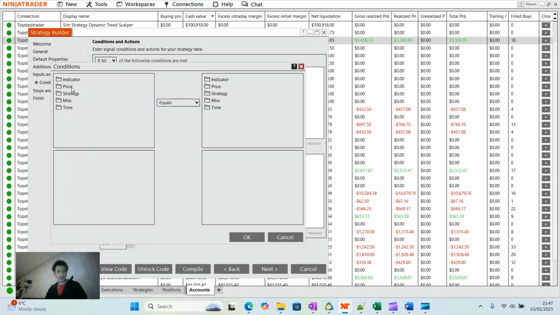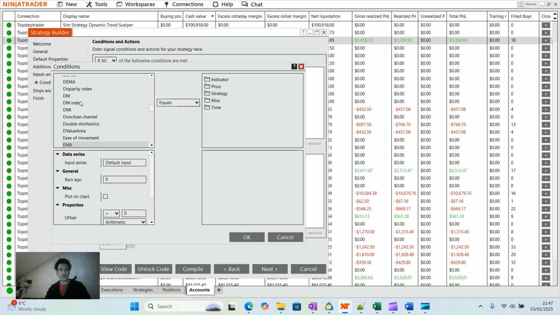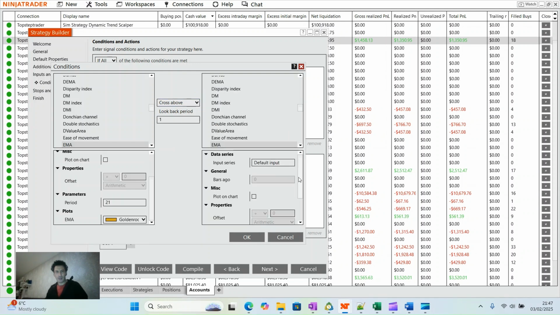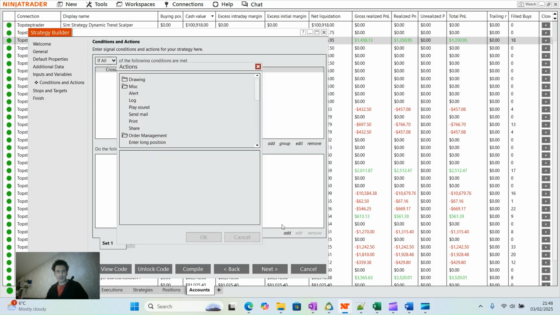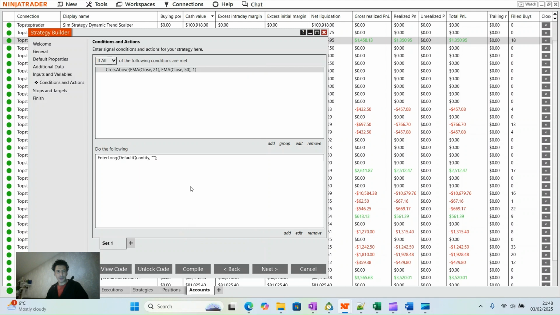So, condition: let's say MA, I will put 21 crossing above 50, which is a long-term one. So if the 21 MA crosses the 50 MA, I want to go to order management and enter a long position.